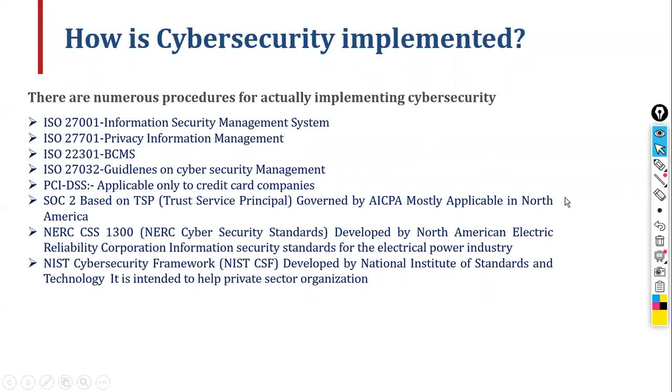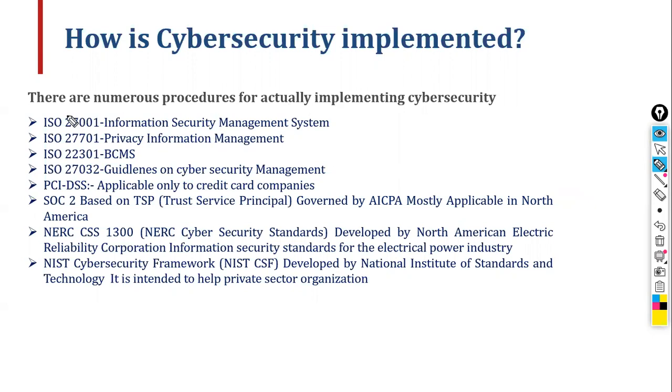that is called the Information Security Management System. So there are various standards available. We can call them frameworks. There are various frameworks available which we can implement across the organization to protect against cybersecurity, information security, or privacy related threats.